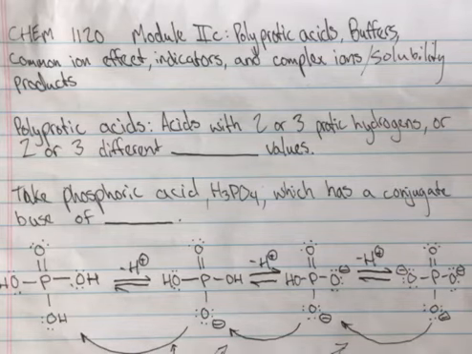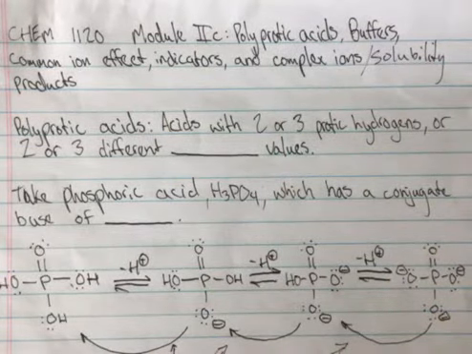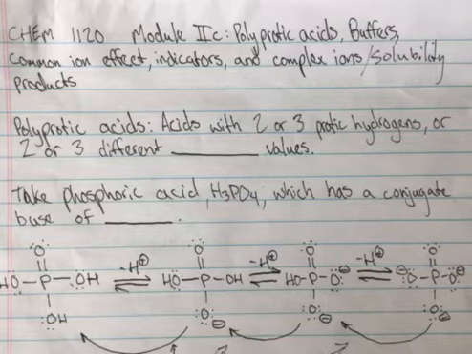Good morning, everyone. I'm just looking here to wrap up chapters 15 and 16 material. Today we'll be going over polyprotic acids, buffers, common ion effect, indicators, and complex ions and solubility products. The central theme that you're going to see throughout the lecture is the common ion effect.